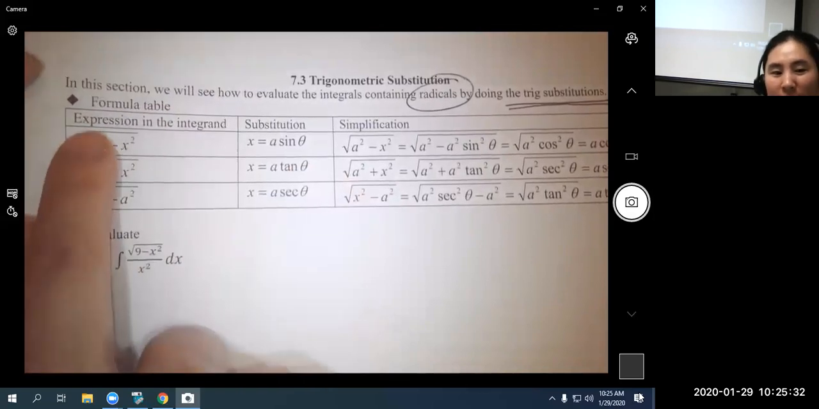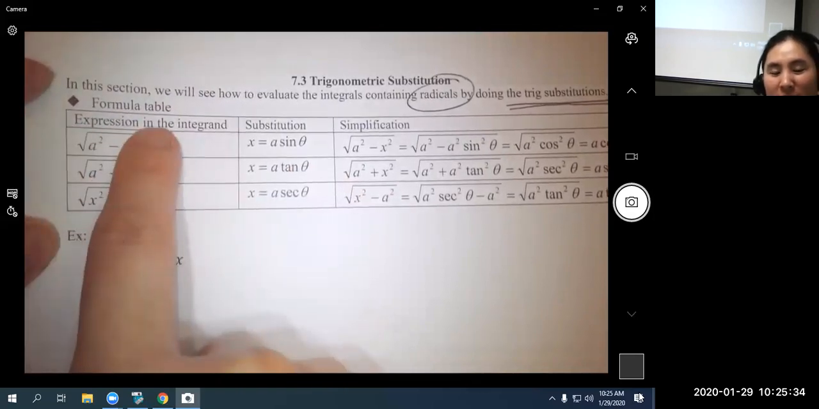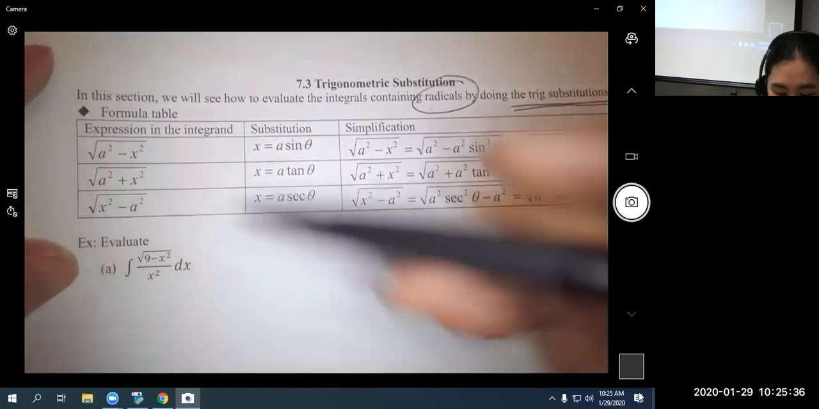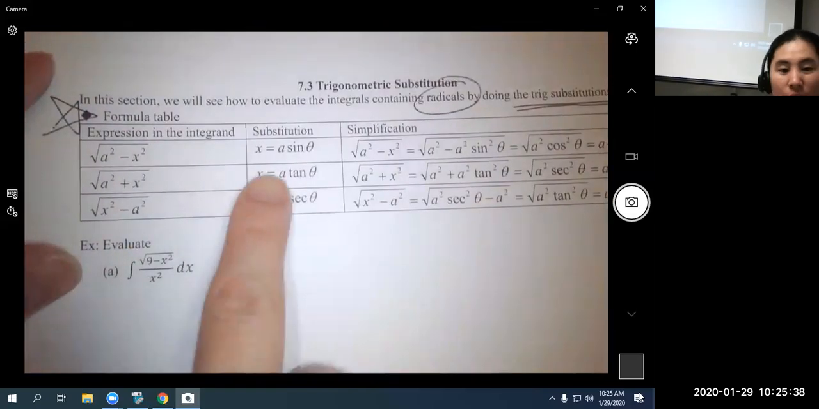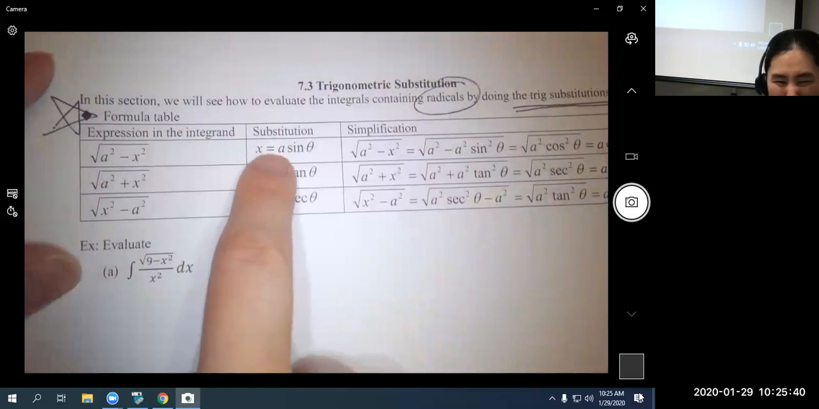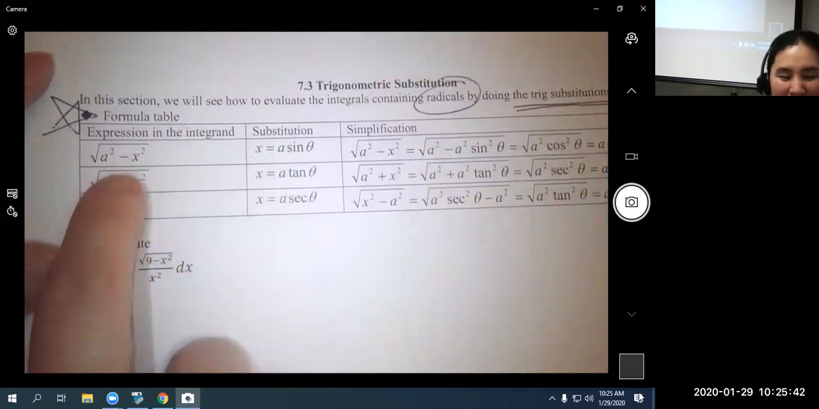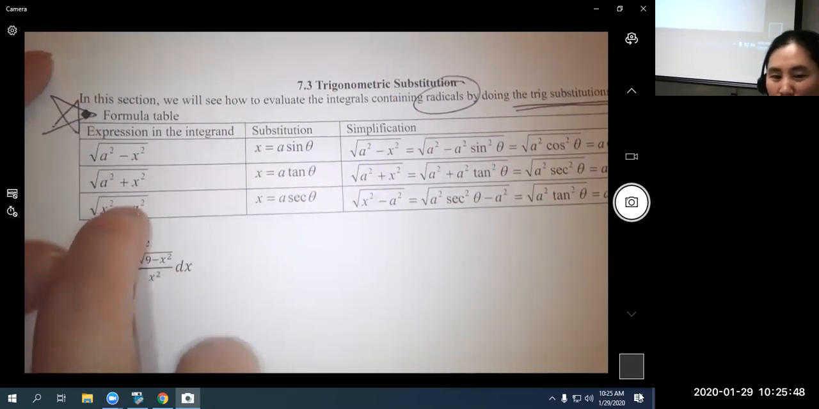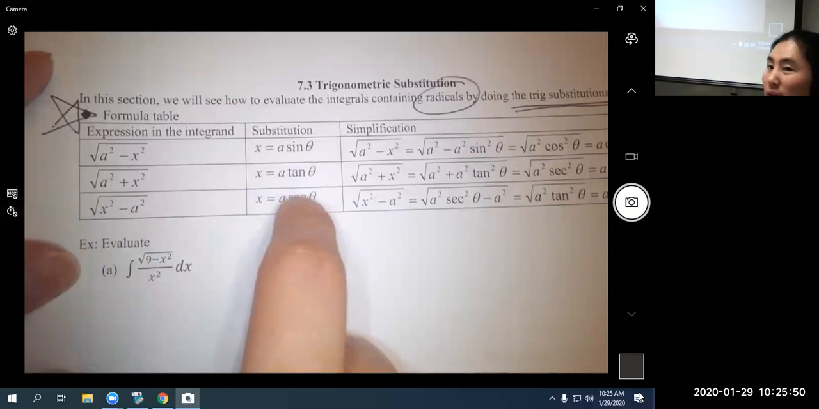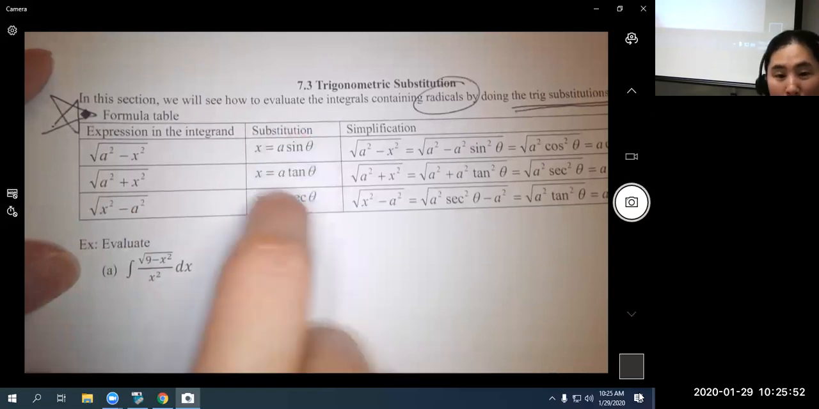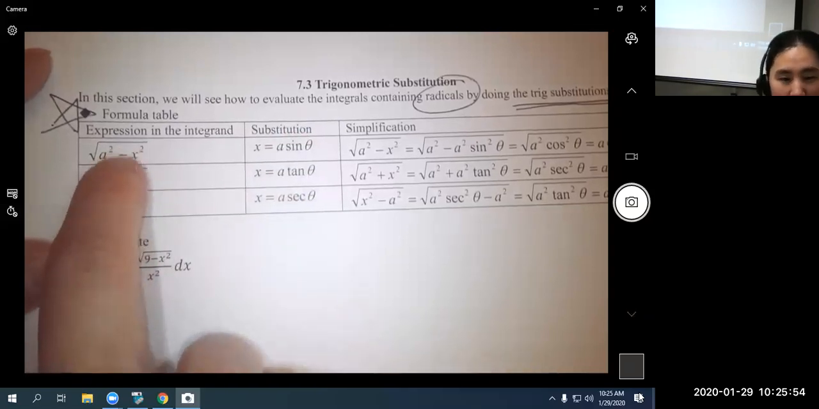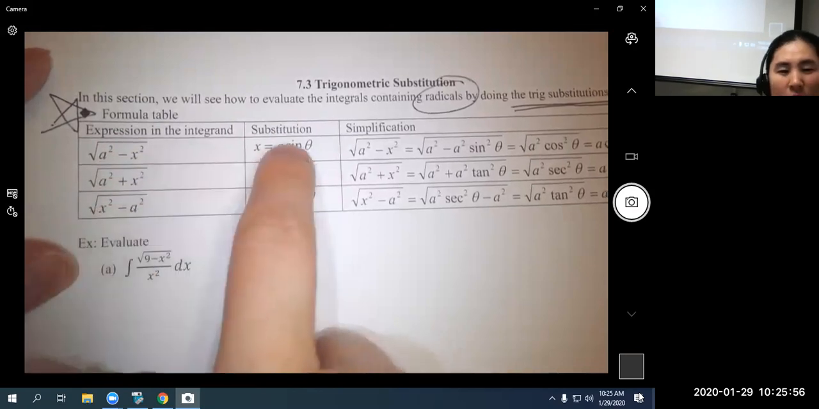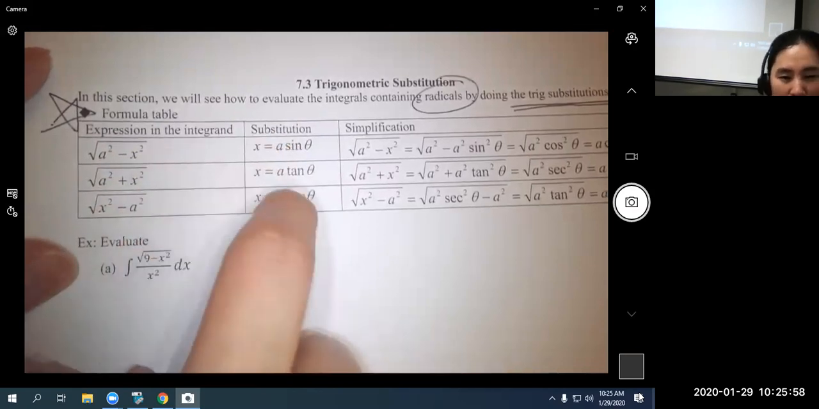All right. So the expressions in the integrand, this formula table is important. We have to choose a corresponding substitution for each different type of radical, because for different radicals, if we use a different substitution, that may not work. For different radicals in the integrand, we have the corresponding substitution.